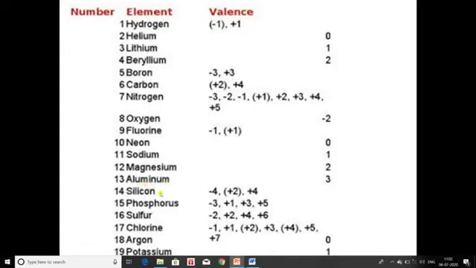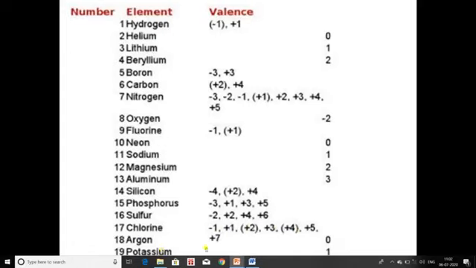Next one is silicon, it belongs to group number 14. So -4, +2, +4. Phosphorus: -3, +1, +3, +5. Sulfur: -2, +2, +4, +6. In the same way, chlorine: -1, +1, +2, +3, +4, +5. It can show variable oxidation states because it can use its d orbitals.